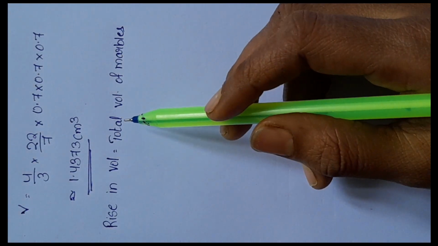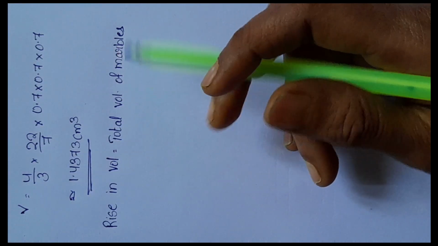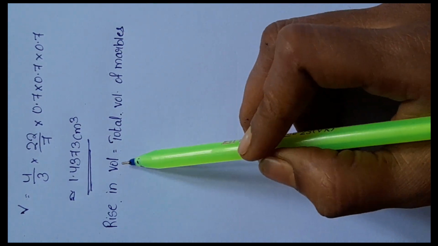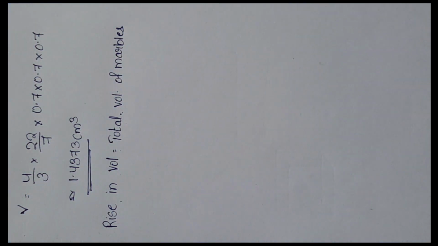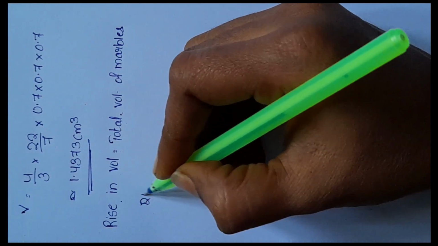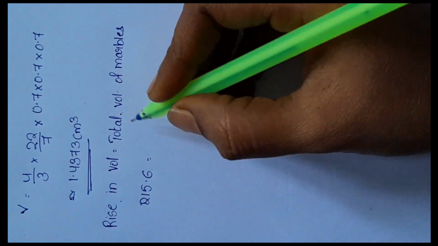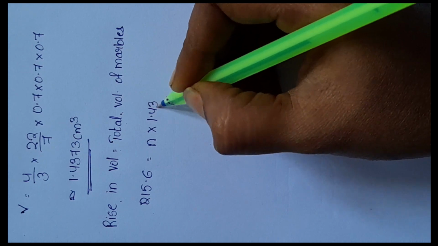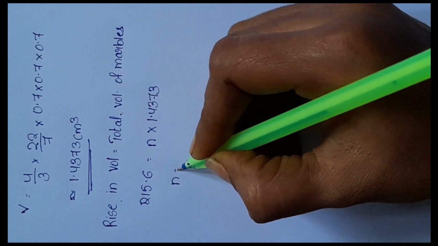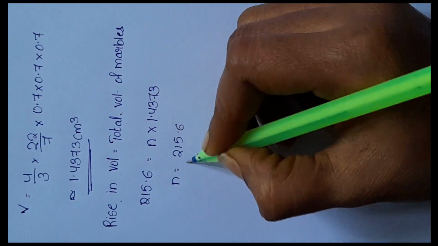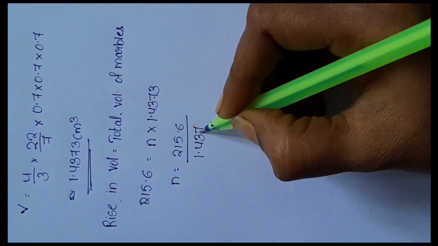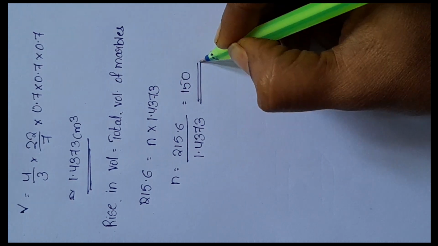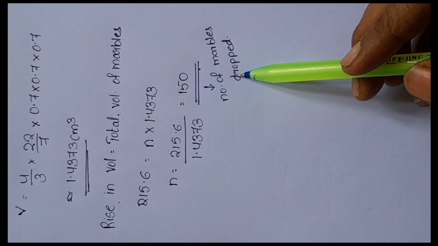Now rise in volume is equal to the total volume of the marbles, because as we are dropping the marbles into the beaker, there is a rise in volume. So rise in volume is equal to total volume of the marbles. Rise in volume, we got it as 215.6. Total volume of the marbles is, let the number of marbles be n, so n into 1.4373. So n is equal to 215.6 by 1.4373. On calculating, we get n, that is the number of marbles, is 150. Here n is the number of the marbles dropped.